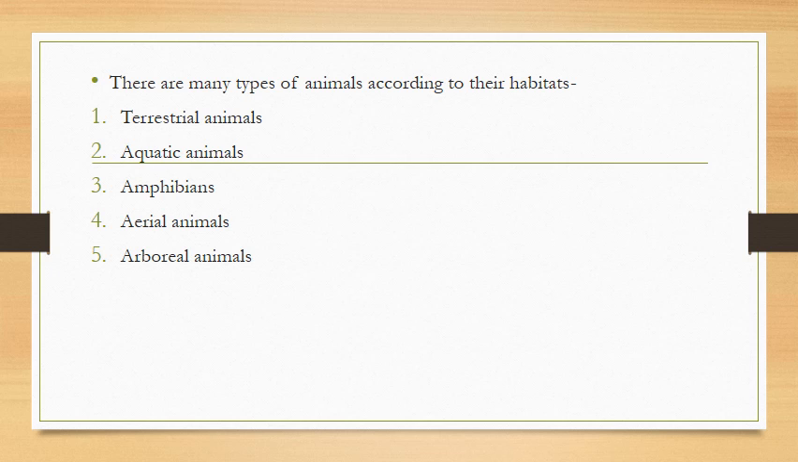Now, in the previous chapter, we have learned about different types of plants like terrestrial plants, aquatic plants, according to their habitat. So first, we will also learn about different types of animals according to their habitat. So first, we have to understand what is habitat.